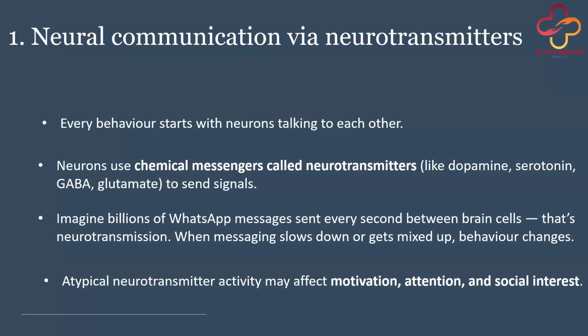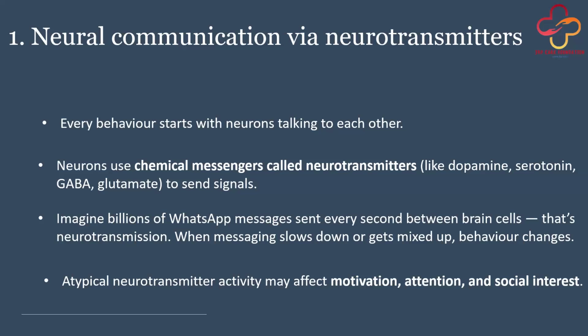Every behavior starts with neurons talking to each other. Neurons usually use chemical messengers called neurotransmitters like dopamine, serotonin, GABA, and glutamate to send signals. Imagine billions of WhatsApp groups. Nowadays, we all are in WhatsApp groups. So billions of WhatsApp messages are sent every second between the brain cells. Just trying to visualize that there are not hundreds, not thousands, but billions of messages being sent.